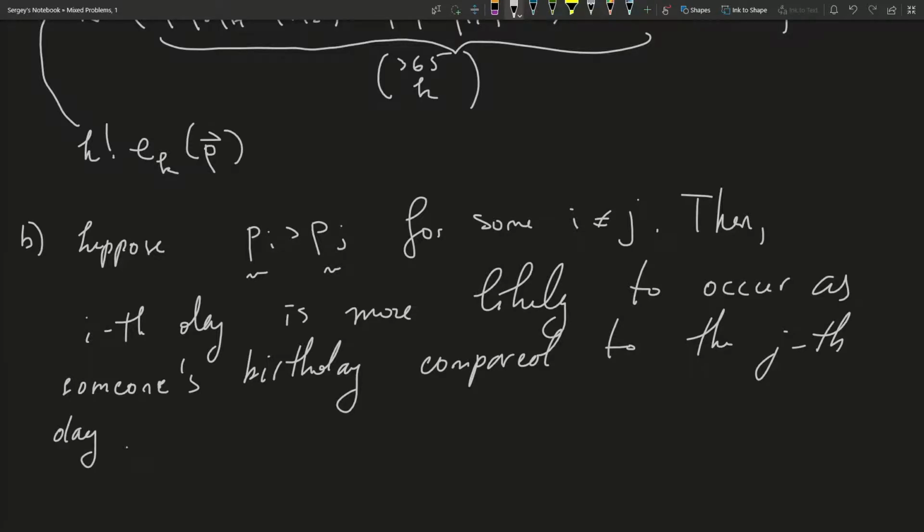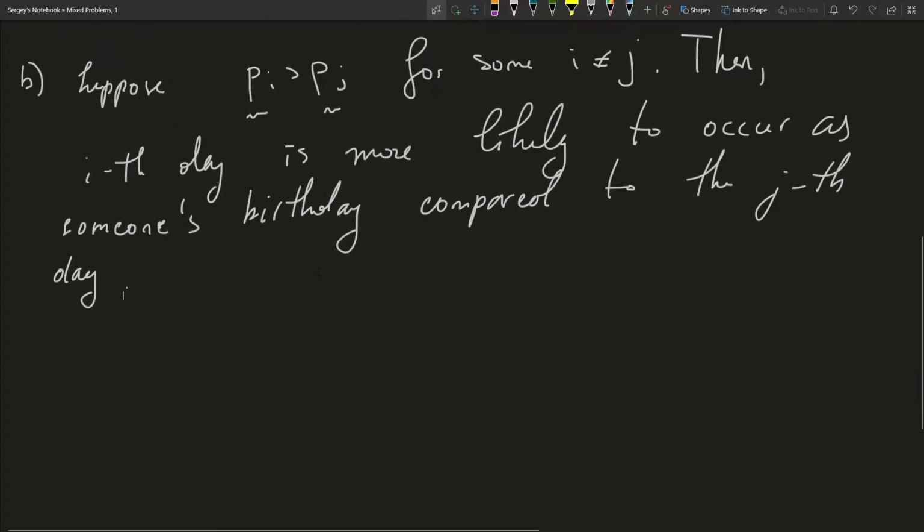Compared to the jth day, which means that it is more likely that we have birthday matches, specifically for day i, because day i is more likely than day j, right? It is more likely that people were born on day i than day j. So it is more likely that we have birthday matches specifically for that day i. So that is the intuition as to why we want all these pi values to be the same to minimize the probability of at least one birthday match.